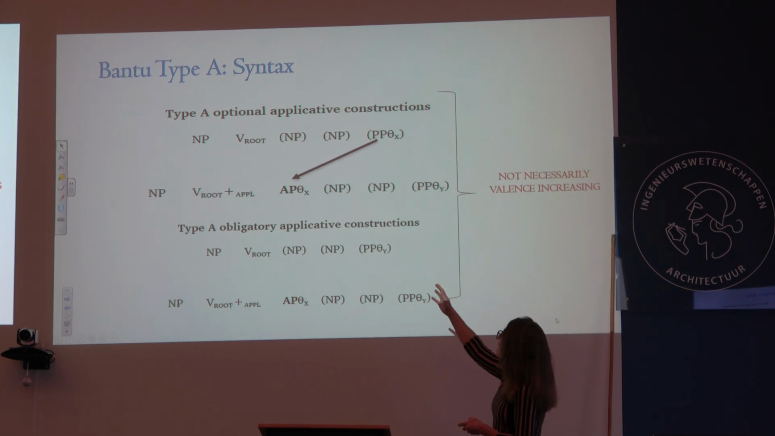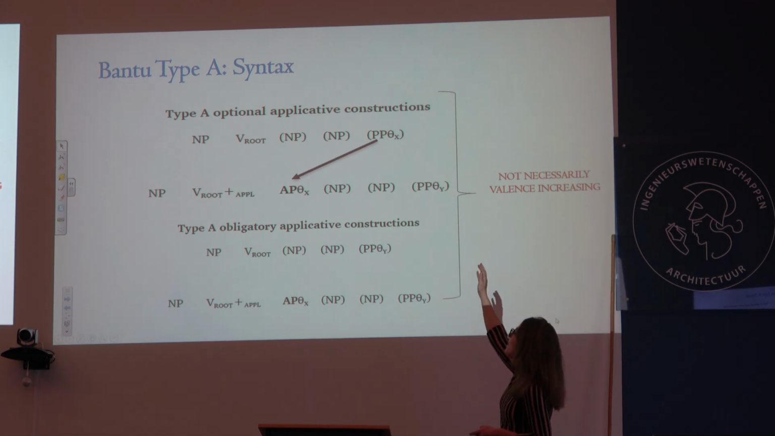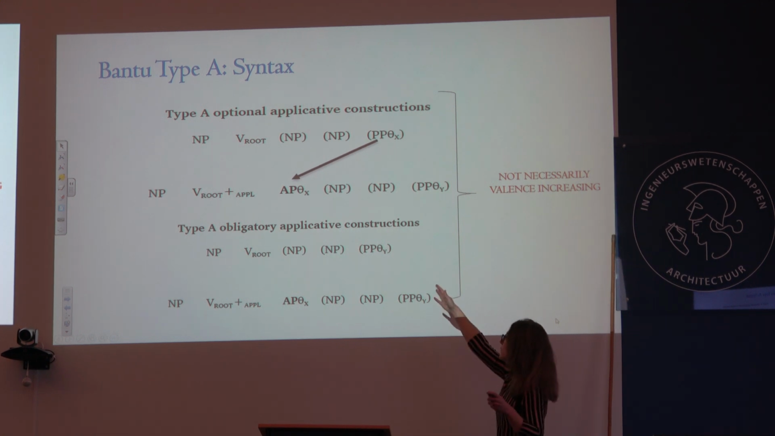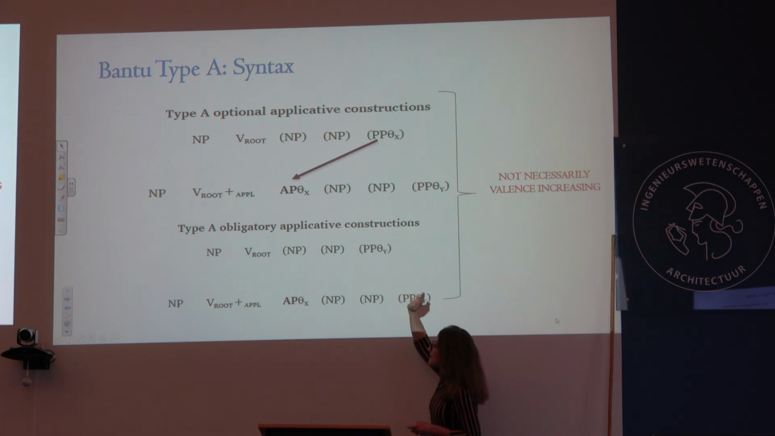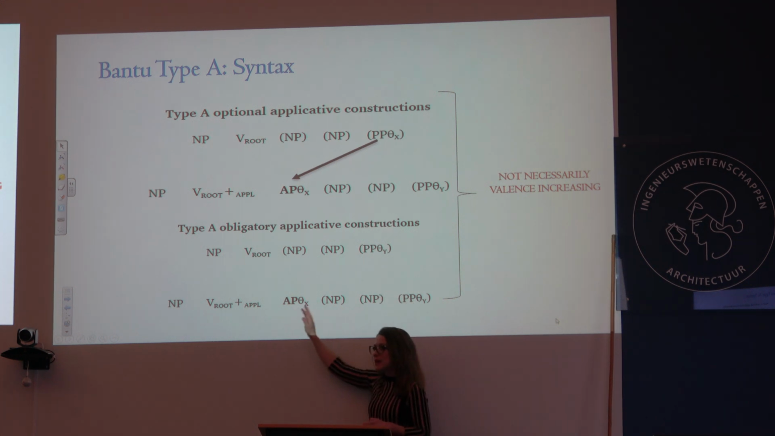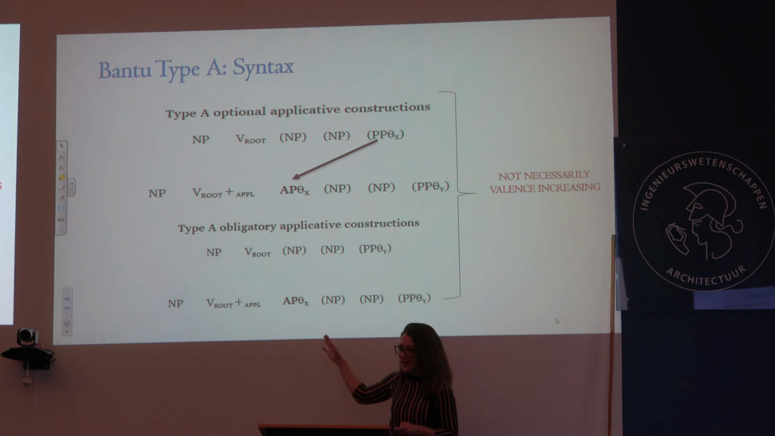So here we have that in this type, as you all know, I am sure, we have a semantic role that can be expressed as an oblique in the construction of the root, and then you can express that same participant as an applied phrase in the construction of the root plus the applicative. Or we also have cases where it is obligatory, meaning that to express that specific semantic role in the construction of the root, you need an applicative to express X semantic role.